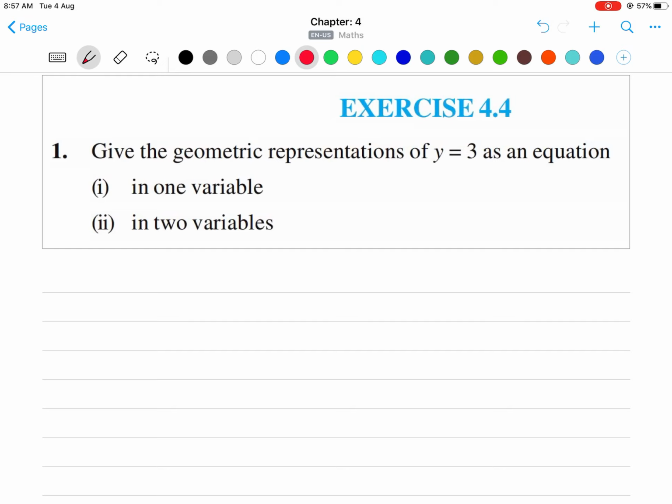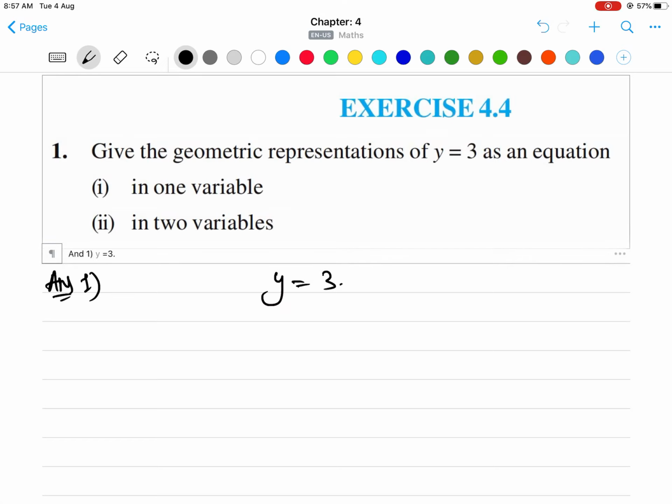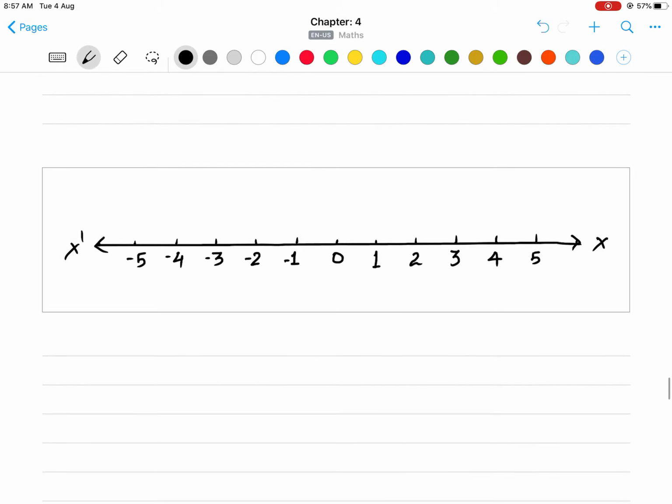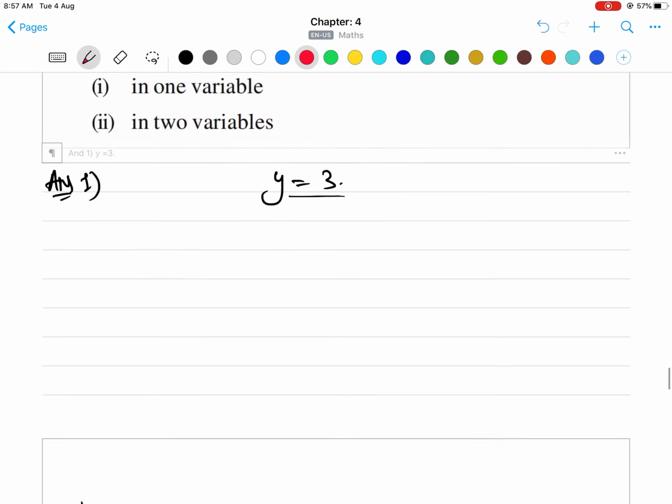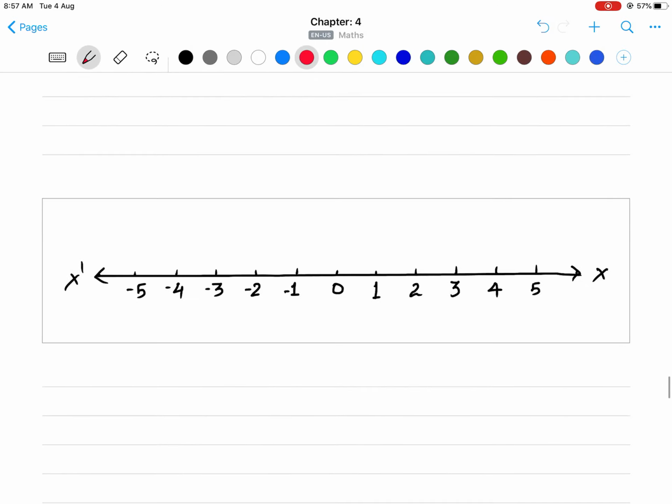Now we move to exercise 4.4, which has the question: give the geometrical representation of y equals to 3 as an equation in one variable and in two variables. So we have to give the geometric representation, which means we have to represent this on the graph paper. Let's write answer number 1. We have y equals to 3, and that means we can simply represent it on the number line. We have this number line here. Can you mark the point here, y equals to 3?